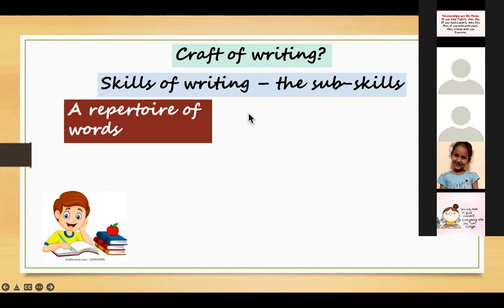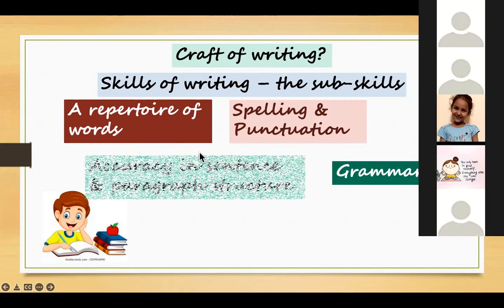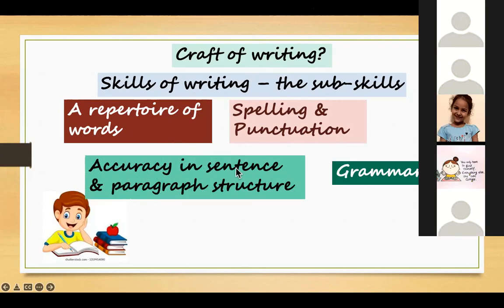Which means they must know how to spell, they must know how to punctuate when they're writing sentences, which means they need grammar also, because there has to be accuracy in sentences. They need to know how to structure their paragraphs and their sentences and do it accurately. So good stock of words, properly spelled, with good punctuation and grammatically put correctly, that is where it all begins.